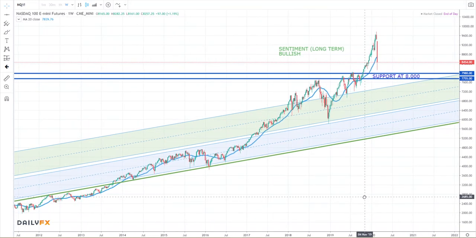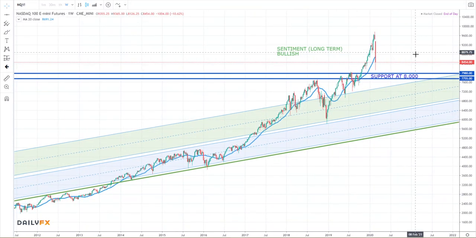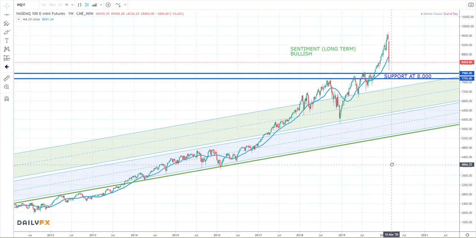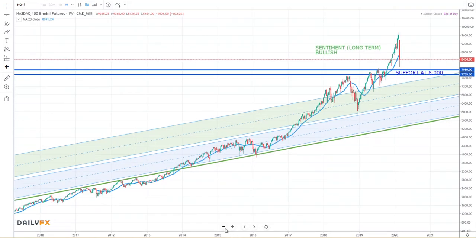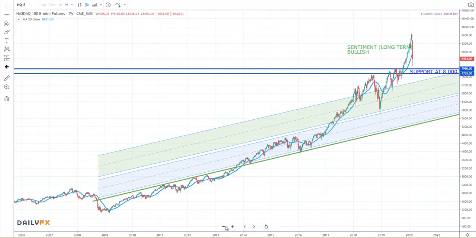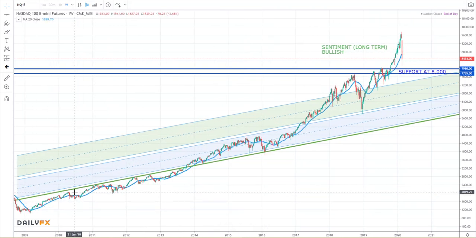Okay, so this is the weekly chart for the Nasdaq. Last week we had a mega sell-off, right? But just like with the Dow Jones, my sentiment long-term is still bullish. And this is why we're looking at a multi-year uptrend that goes all the way back to about the 2008 big sell-off. If we look at this, price stayed below this trend line channel all the way through 2013.